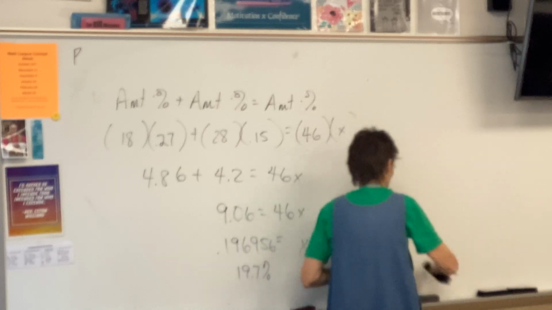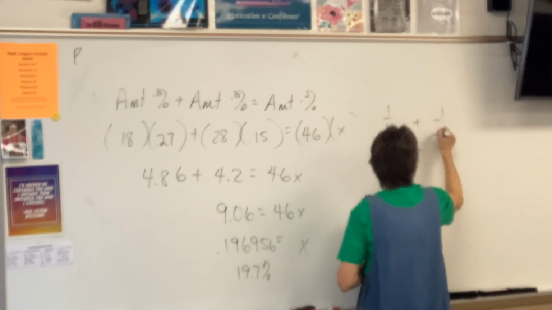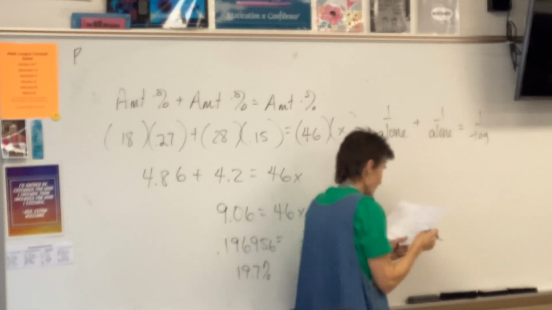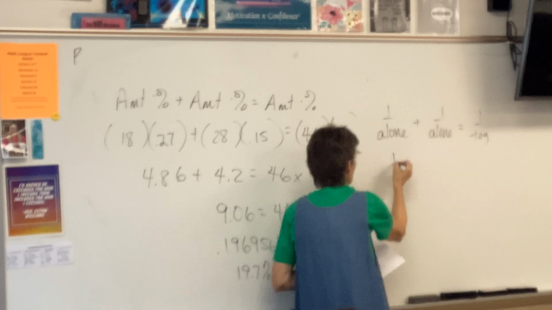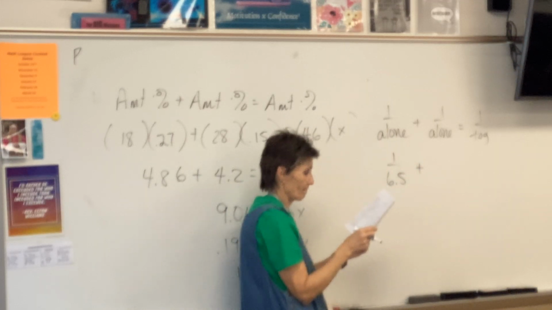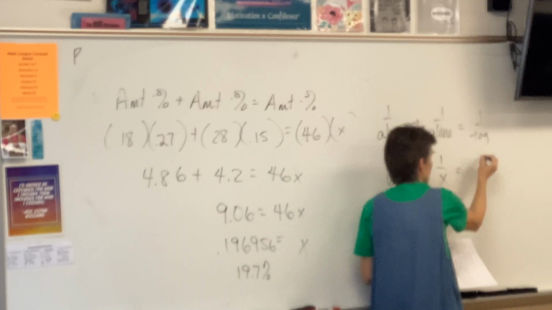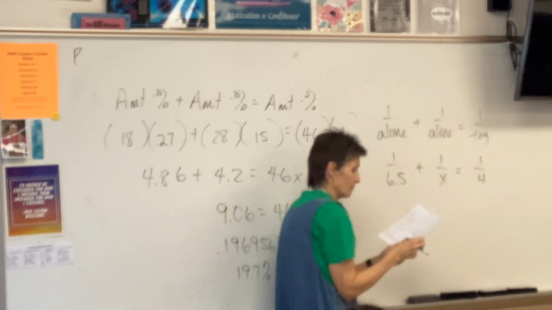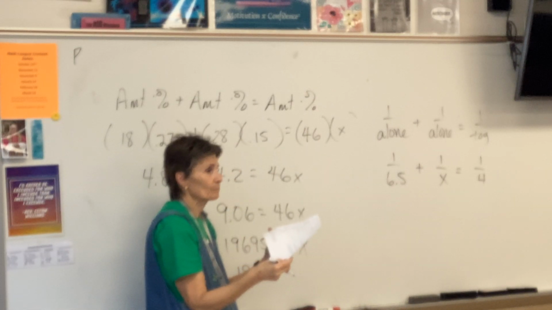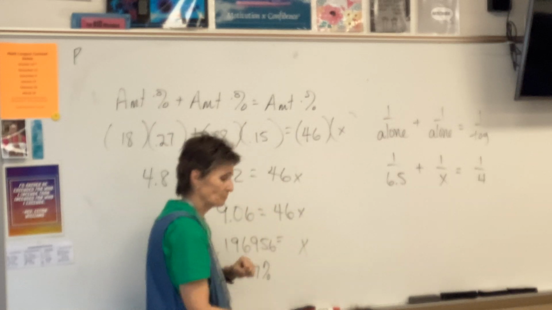1 over 11 plus 1 over 11 equals 1 over 7. Perfect. So we're gonna have 1 over 6.5, plus 1 over x, equals 1 over 4, because isn't the 4 they're working together? Yeah.